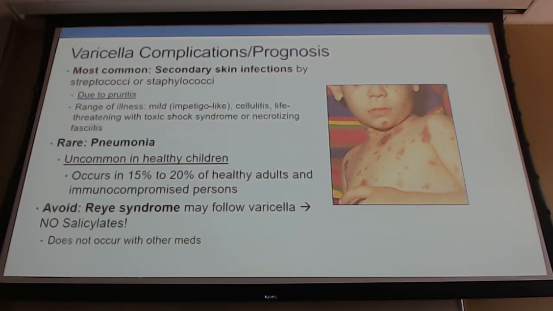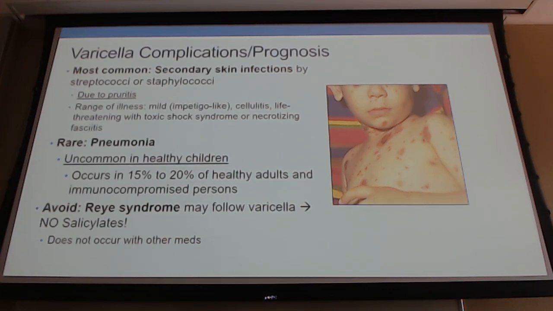Or I saw this in residency and it was crazy. This kid scratched so hard they gave themselves necrotizing fasciitis and had to have fasciotomies, secondary to chickenpox and varicella. So this can really happen in real life.